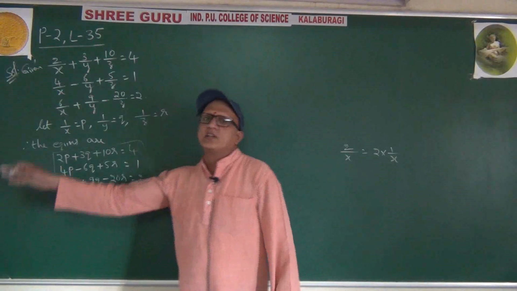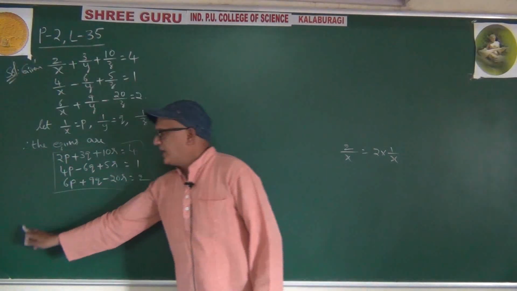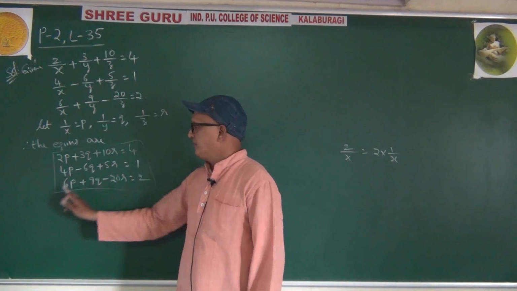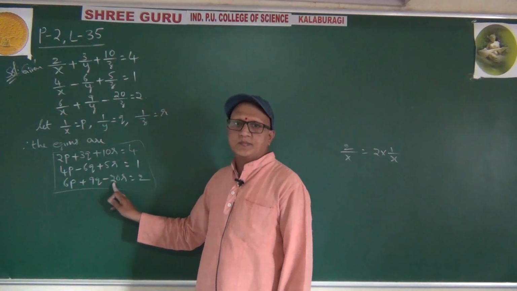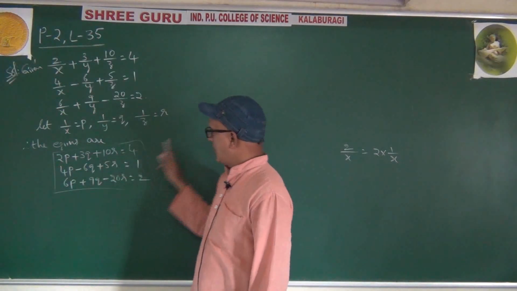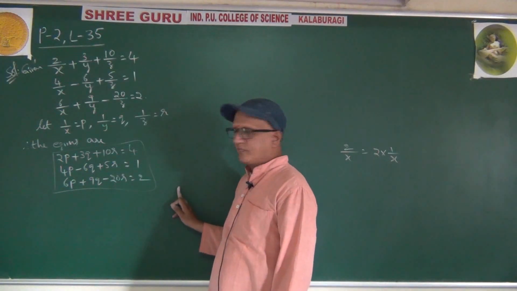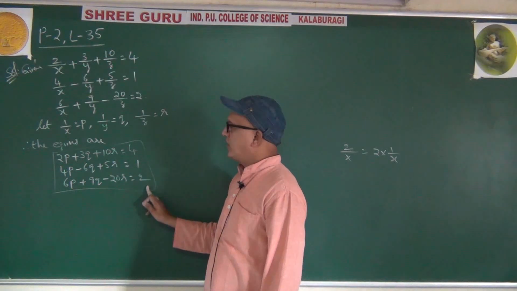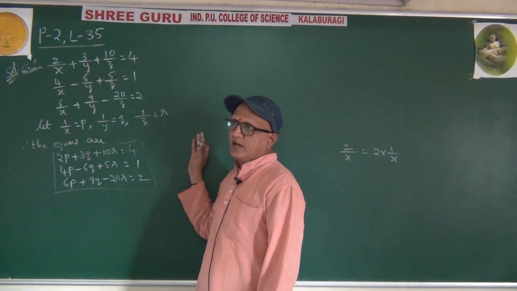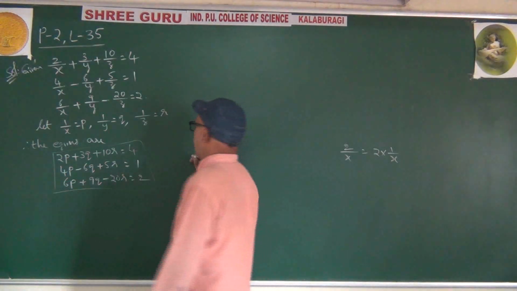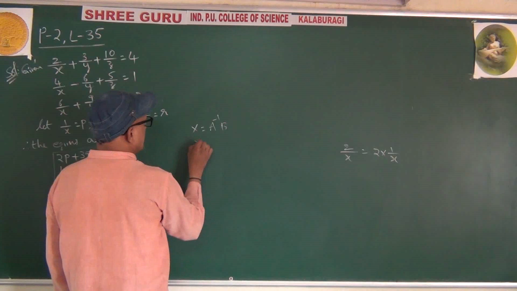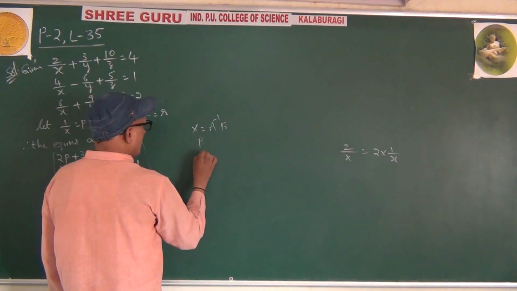Converting the equations into matrix form. Capital A equal to [2, 3, 10; 4, minus 6, 5; 6, 9, minus 20], capital X equal to PQR, capital B equal to [4, 1, 2]. Find determinant A, find adjoint A, find A inverse. Therefore, capital X equals to A inverse into B. Capital X means PQR will come.